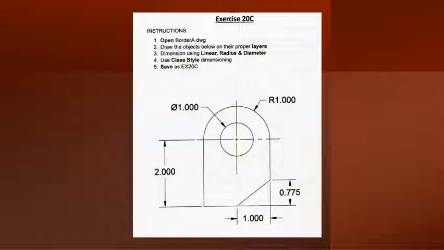Okay, so open Border A, draw the objects below on their proper layers, dimension using linear, radius, and diameter. Use class style dimensioning and save as exercise 20C. So I'll show you how to get your class style dimensioning back without recreating the whole thing.